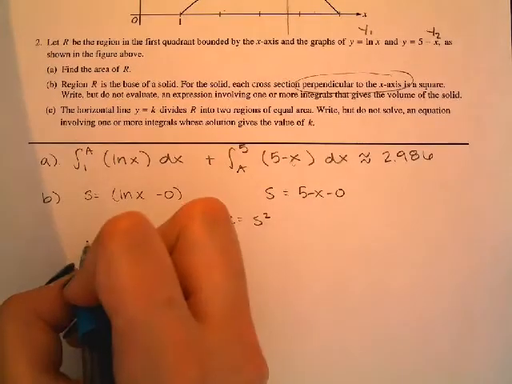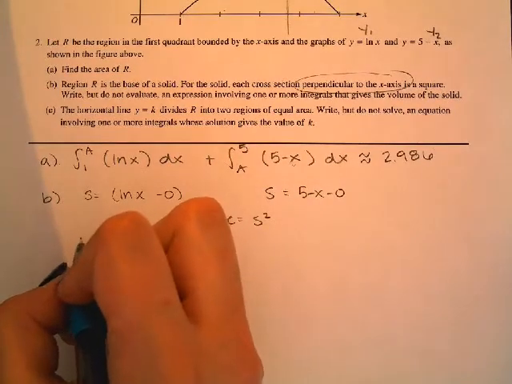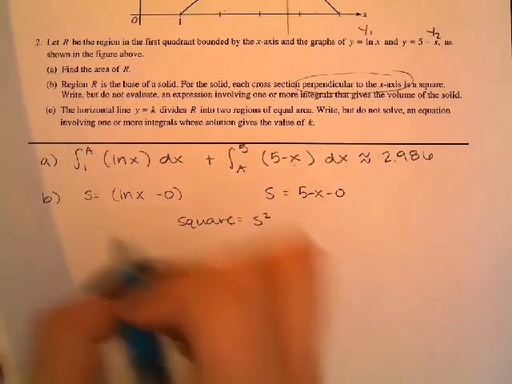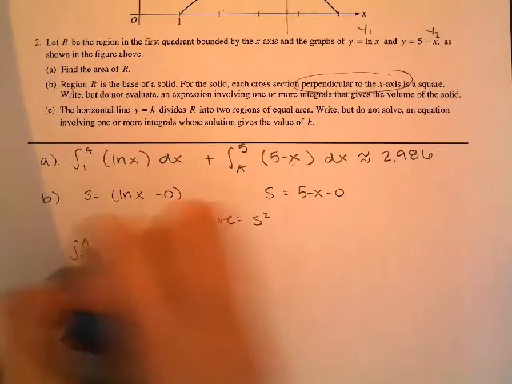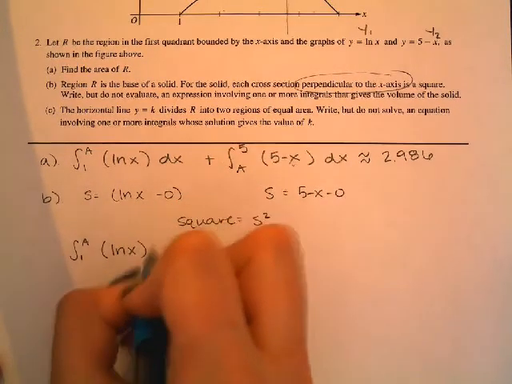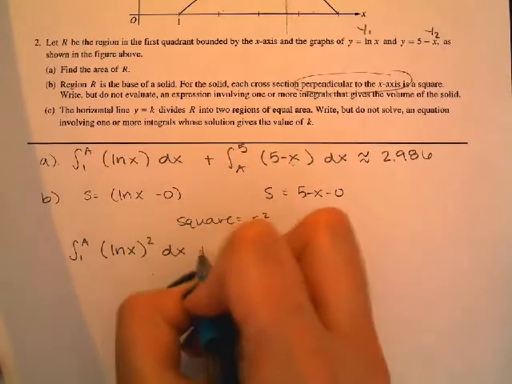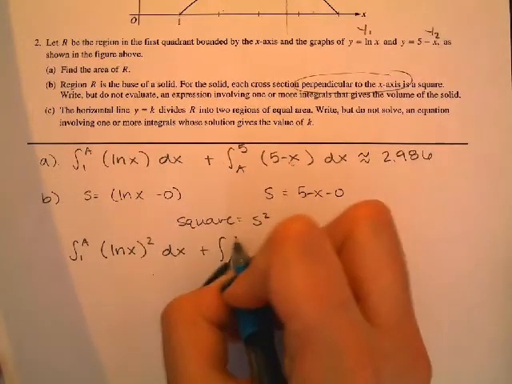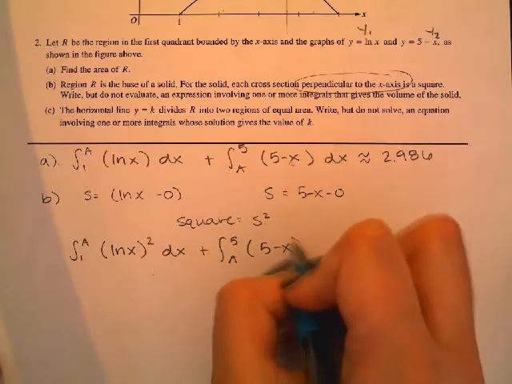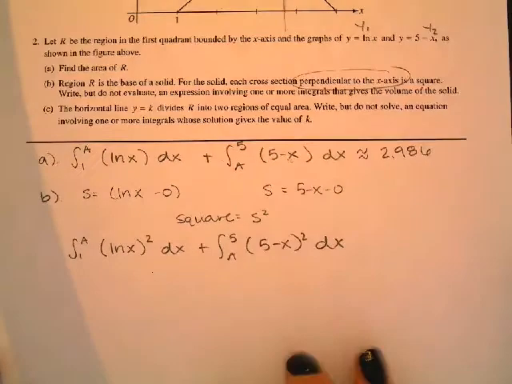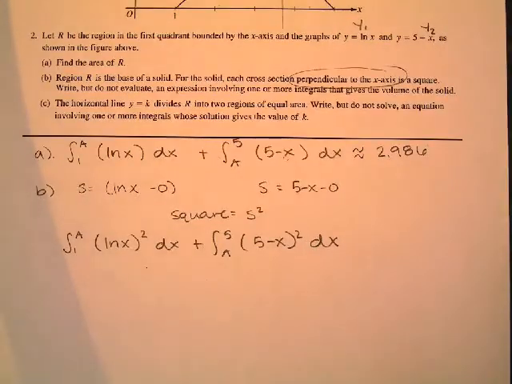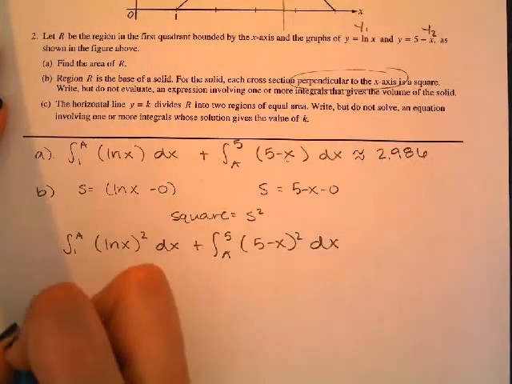So if we want to find the volume of that solid, we're going to say from 1 to A of ln x squared plus A to 5, 5 minus x squared. And then because they don't want us to evaluate it, we're done with that one. They don't even have to type it in.